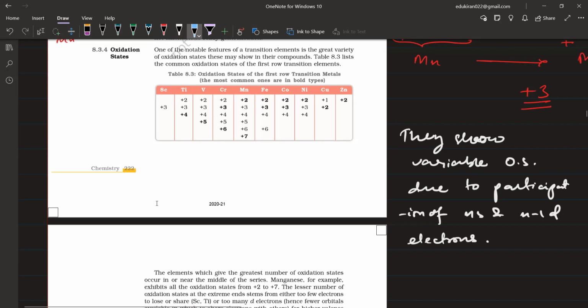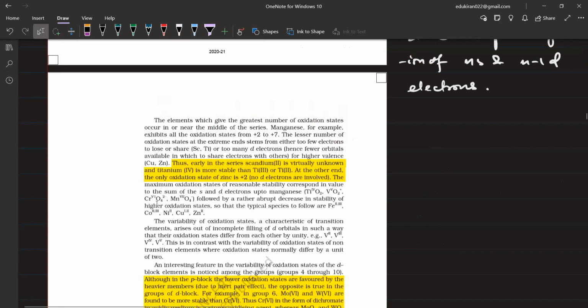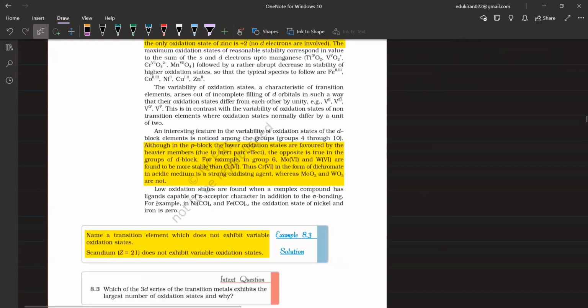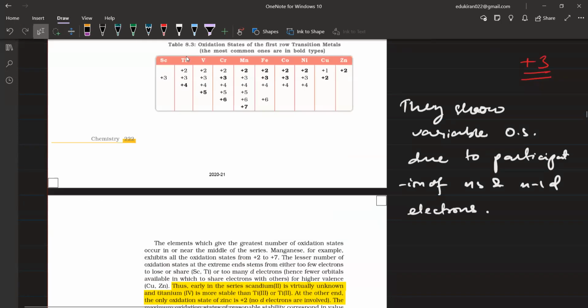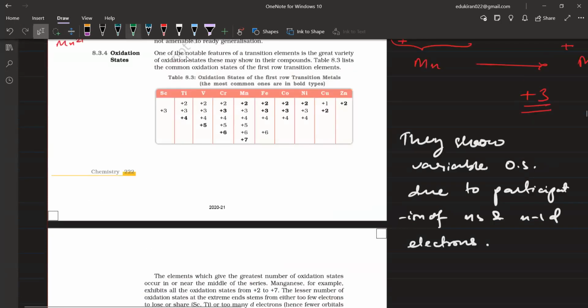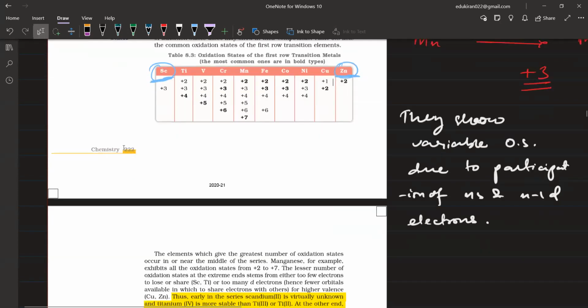Now, इसमें एक point is important. ये दोनों को ना याद कर लीजिएगा प्लीज. You have scandium and zinc. Both of them, they do not show variable oxidation state. They only show one oxidation state. Okay, this is important. Scandium and zinc.